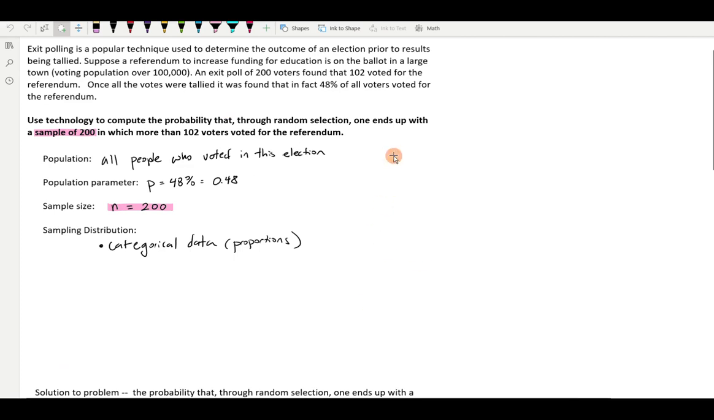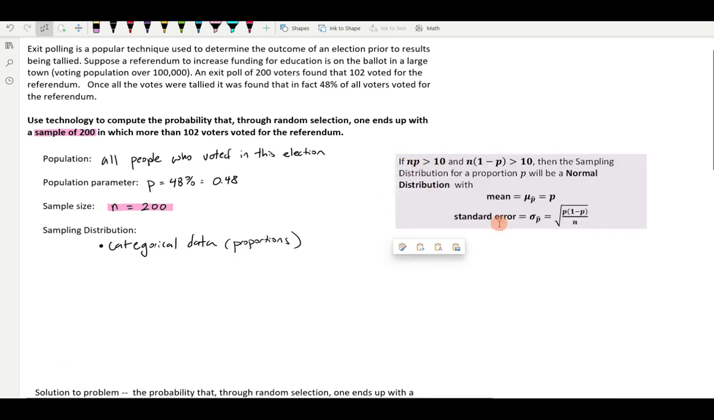Then we know that if the sample size times the population parameter is greater than 10, and the sample size times 1 minus the population parameter is greater than 10, then the sampling distribution for the sample proportion will be a normal distribution, with its mean being the population parameter, and its standard error, that is the standard deviation of the sampling distribution, being the square root of the population parameter times 1 minus the population parameter, divided by the sample size.